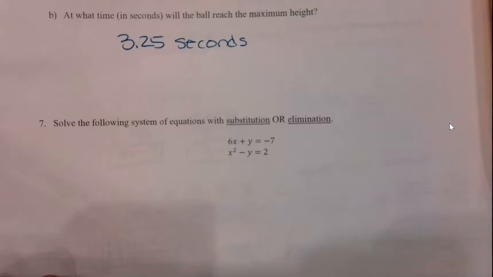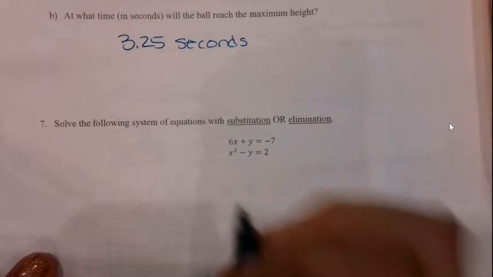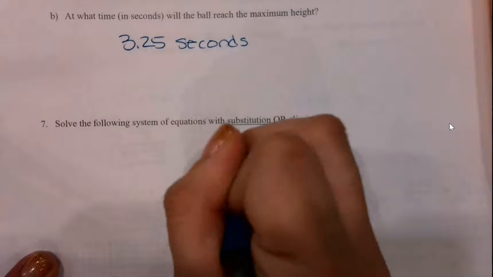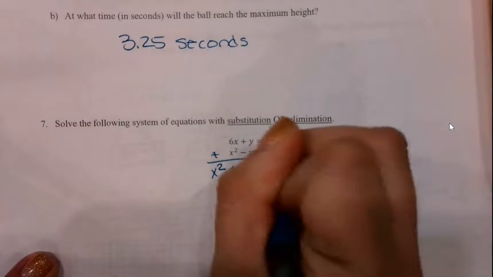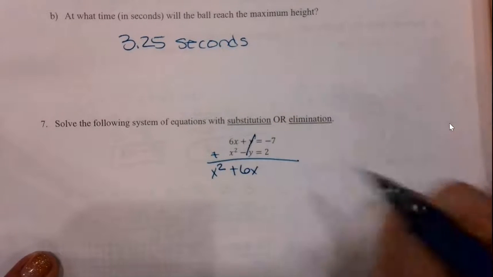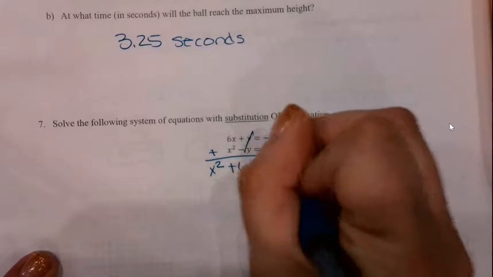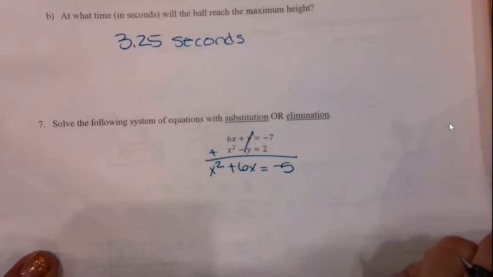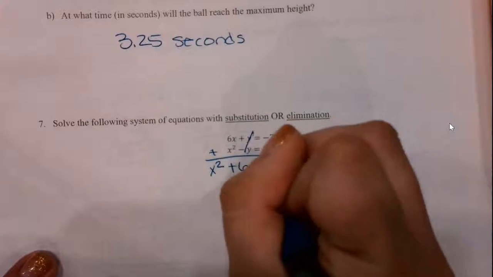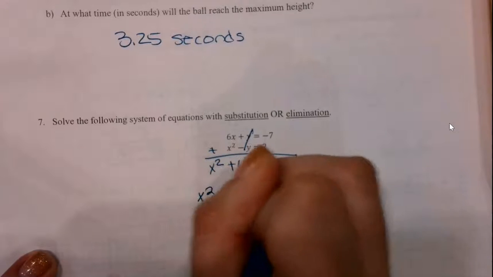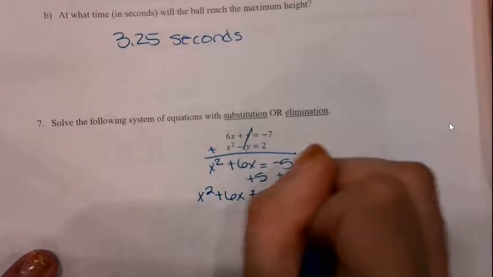Number 7 wants me to solve with substitution or elimination. I am going to do elimination. This is the one where I add down. So the x squared and the 6x do not combine. So those get written separately. The y's will cancel out. Then I have negative 7 plus 2, so I'm going to have negative 5. Then I want to add the 5 to both sides to get it equal to 0. I get x squared plus 6x plus 5 equals 0.